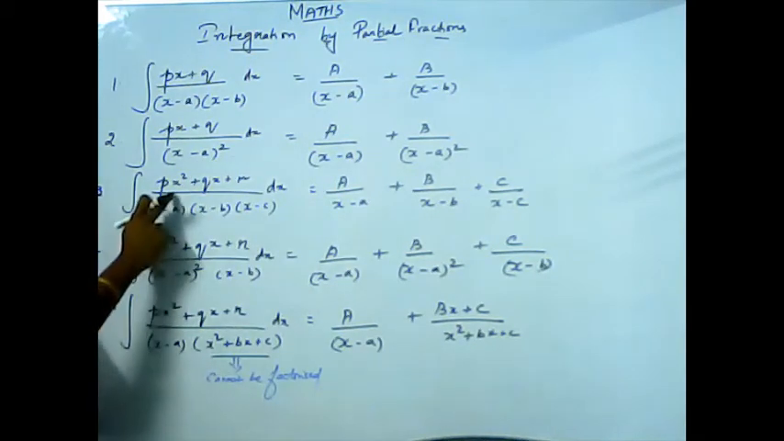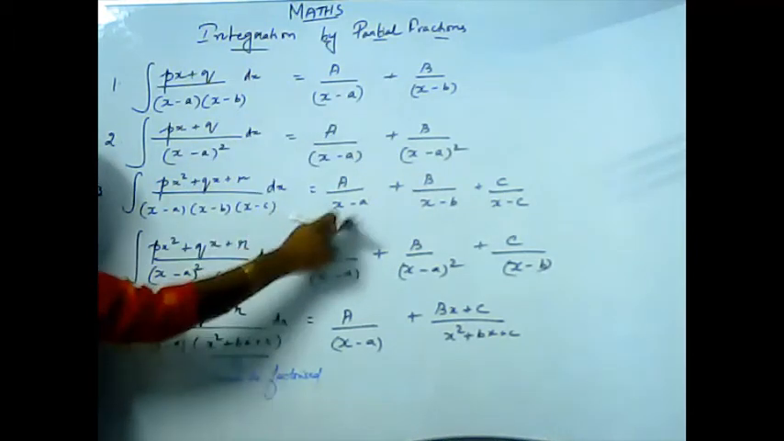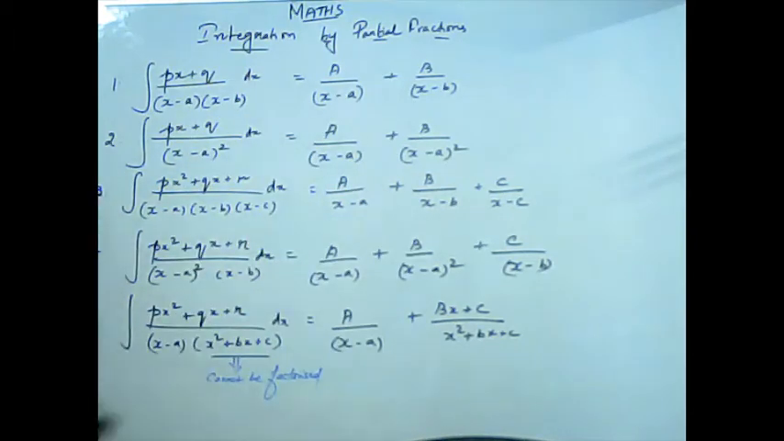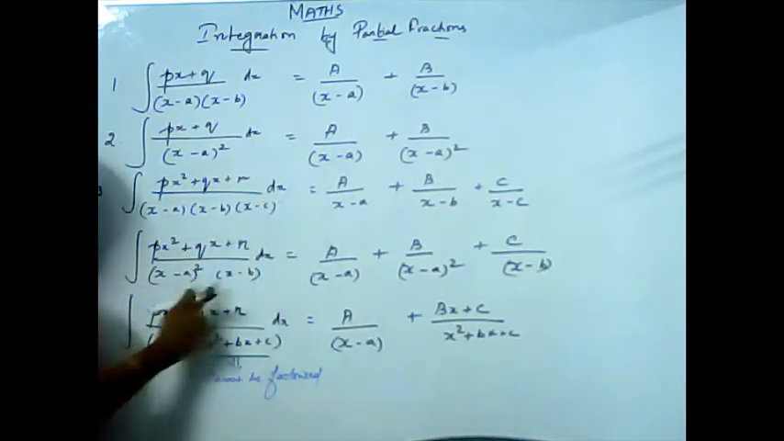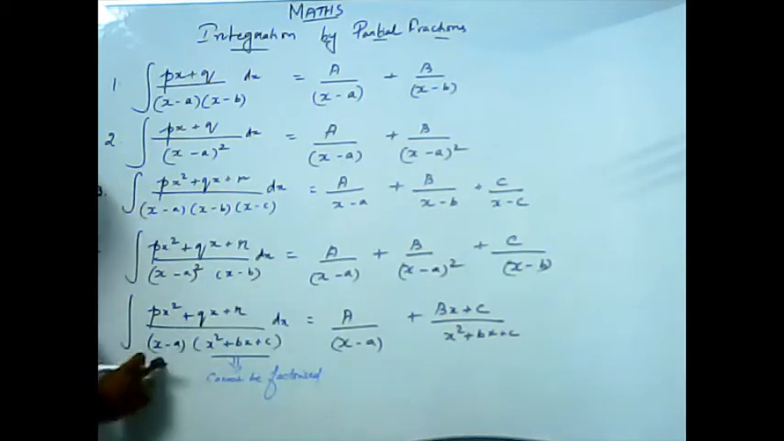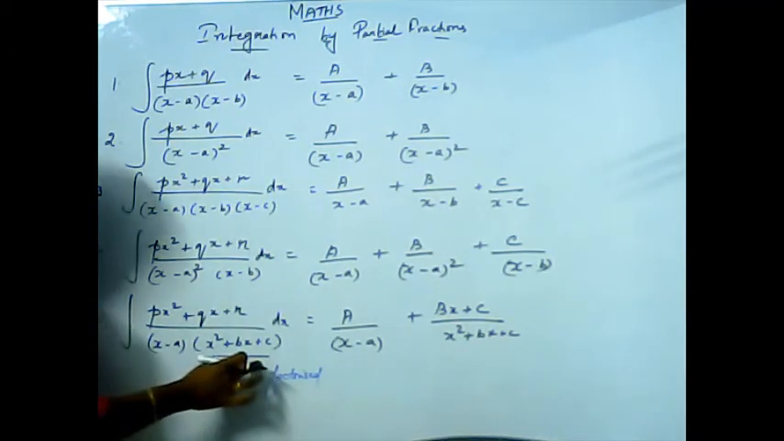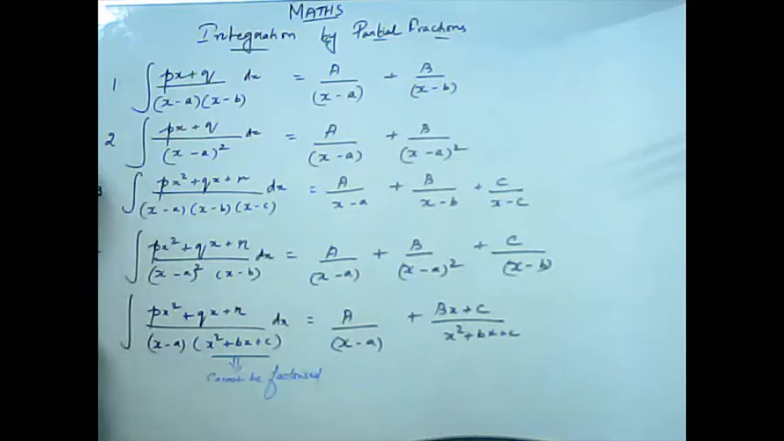Then for three factors, we use three different terms as in the first case: A/(x - a) + B/(x - b) + C/(x - c). When it is (x - a)² as in the second case, you add a separate term for the other factor, C/(x - b). And when it is (x - a) and a quadratic denominator which cannot be factorized, this can be written as A/(x - a) + (Bx + C)/(x² + bx + c).